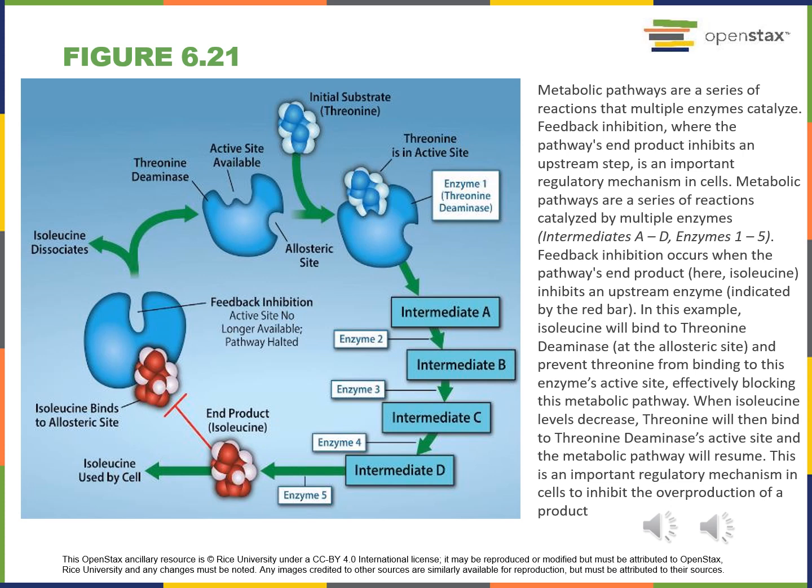In this example, isoleucine will bind to threonine deaminase at the allosteric site, and prevent threonine from binding to this enzyme's active site, effectively blocking this metabolic pathway. When isoleucine levels decrease, threonine will then bind to threonine deaminase's active site and the metabolic pathway will resume. This is an important regulatory mechanism in cells to inhibit the overproduction of a product.